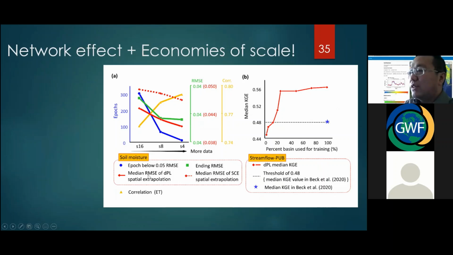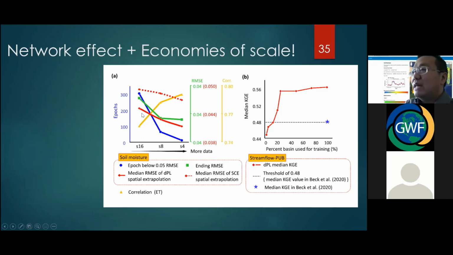If we look at the neighbors, this is extrapolation. Sorry, the red lines are extrapolation. This green line is the ending metrics, okay? This is spatial extrapolation. And we look at the uncalibrated variable, this is ET. It becomes the correlation, so it's higher the better. The correlations become better as you have more data.